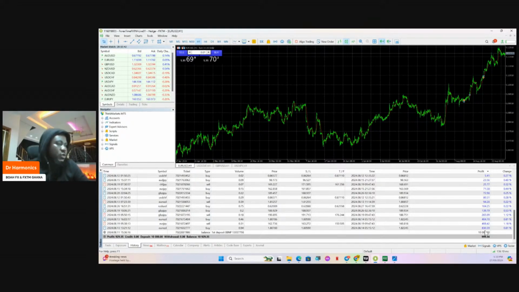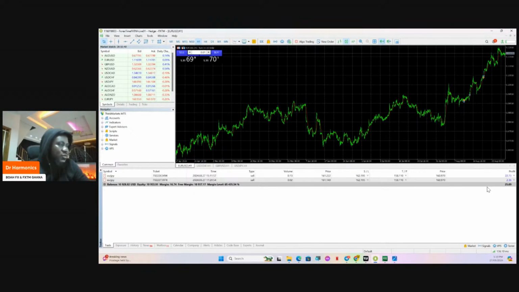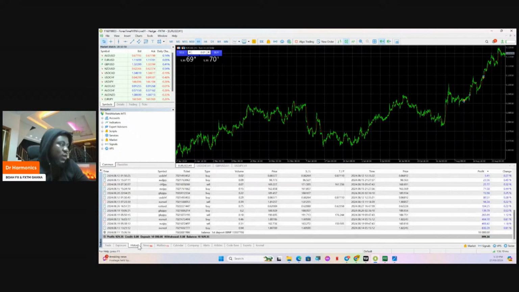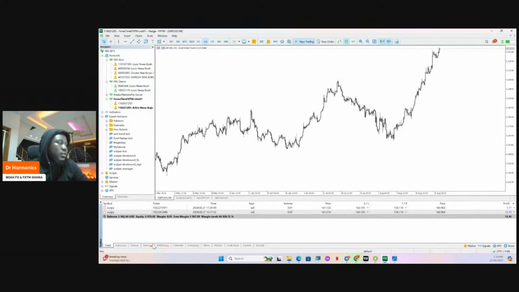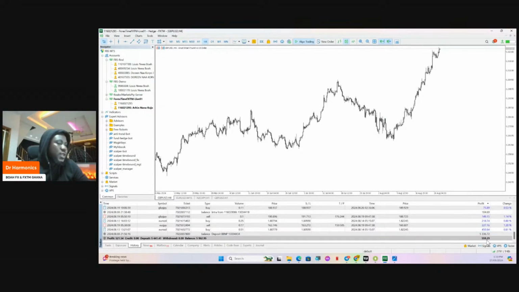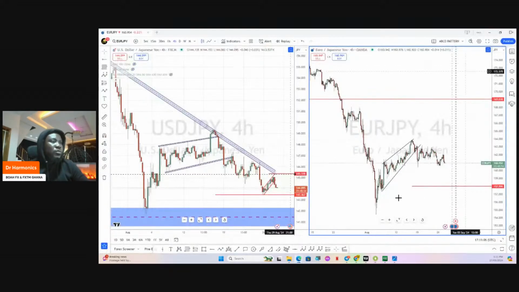Okay. So it's the same trade I took on this 10K account, the same trade I took on that one, the same trade I took over here. The same thing I took on this one is the same trade I took over here. Okay. So I'm expecting more sales for Euro JPY.